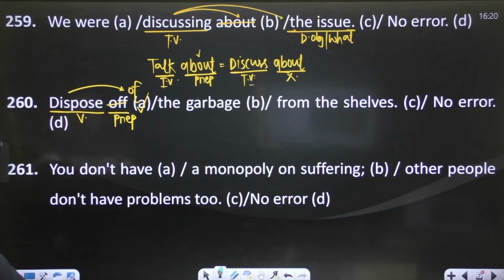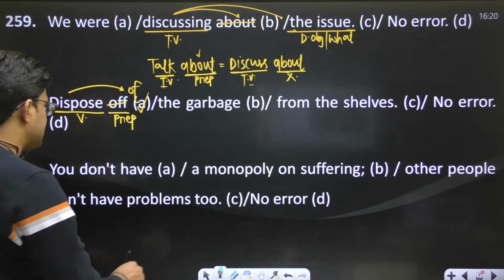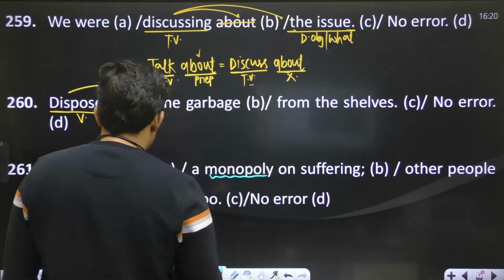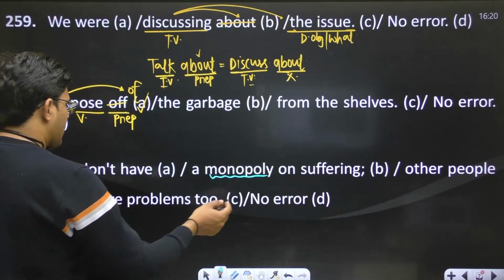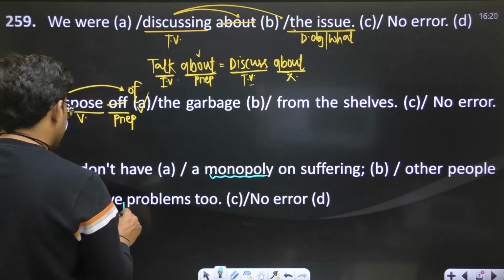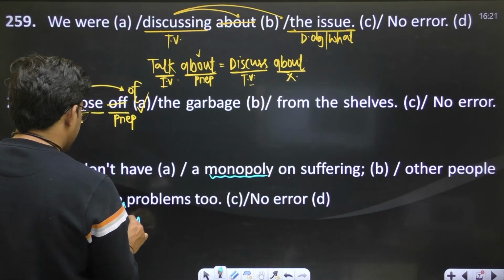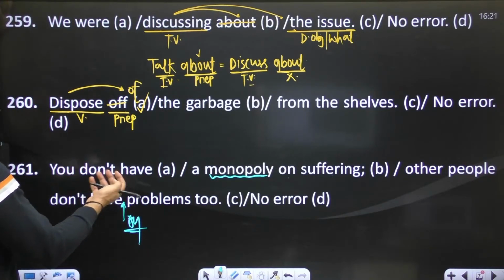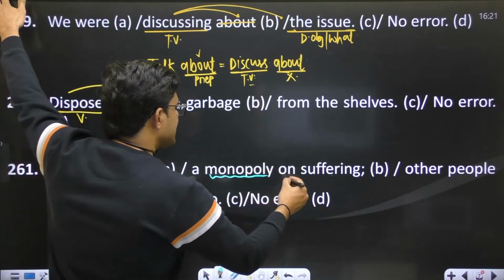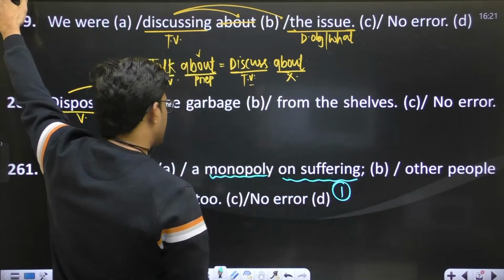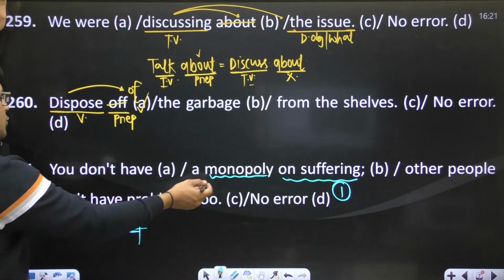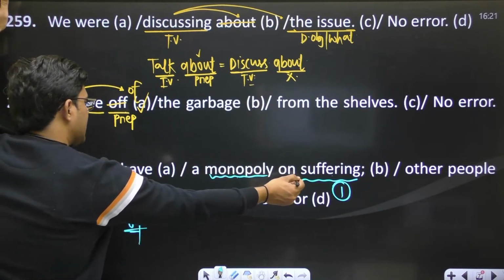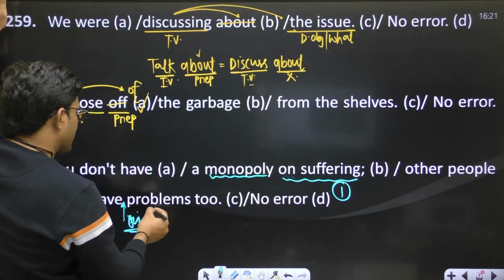You don't have a monopoly on suffering. Other people don't have what? Don't have monopoly. Monopoly on suffering. Add on. Okay. So do you know what the writer wants to say? The writer states that you don't have a monopoly on suffering. This is the first part, on suffering. Other people don't have a monopoly on what? Like on suffering, on problems will be there.